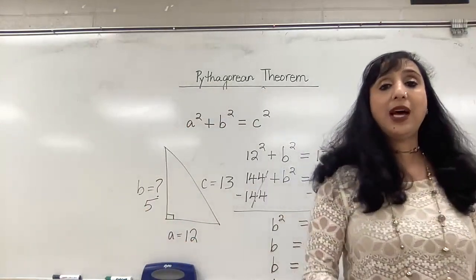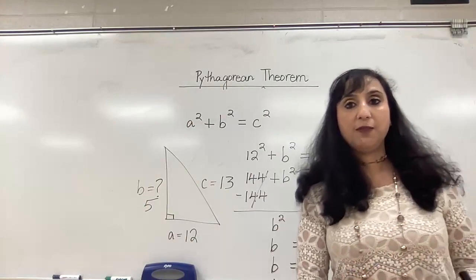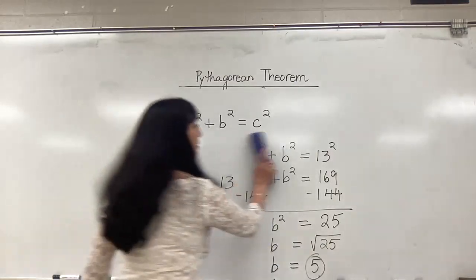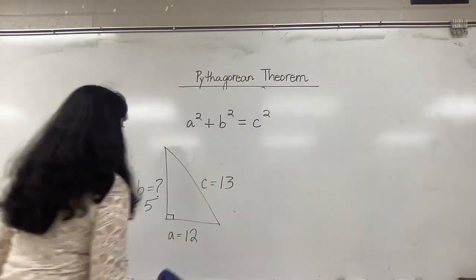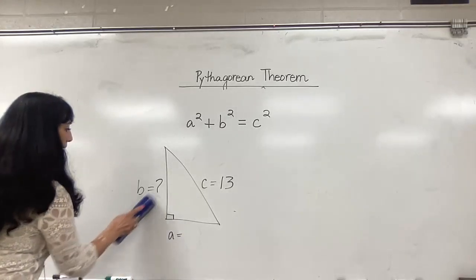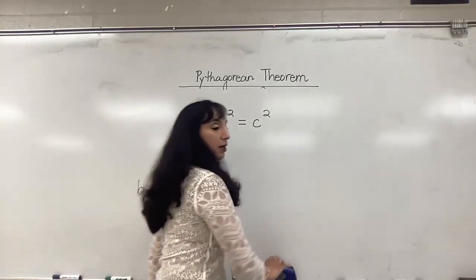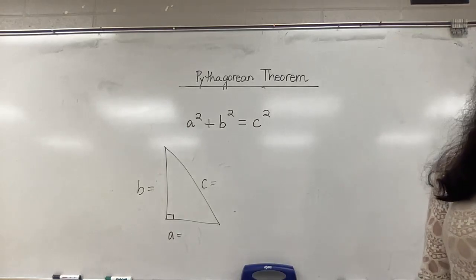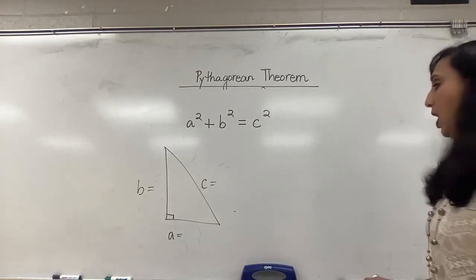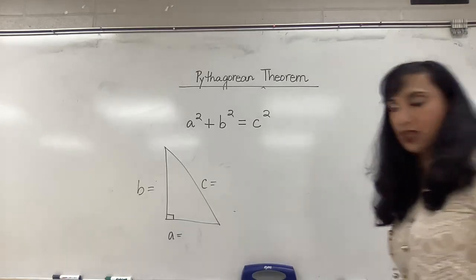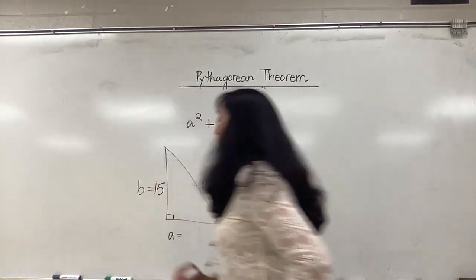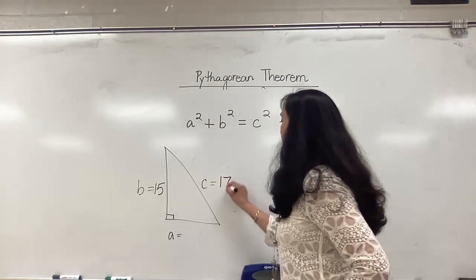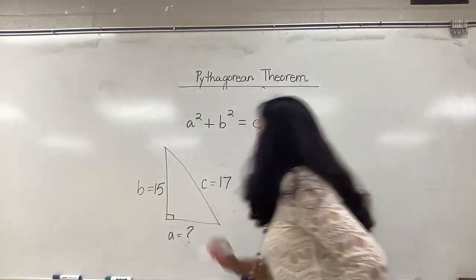That's how we calculate whether it's a, whether it's b, whether it's c. So let's do one in which a is missing. We're going to do a problem in which a is missing, but we do have b and we have c. Let's say b is going to be 15, and c is going to be 17. So what will a be?